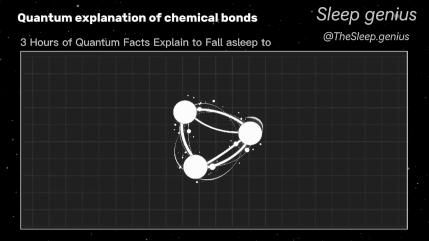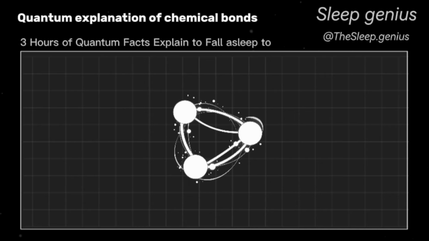Quantum explanation of chemical bonds. Chemical bonds are the invisible threads that weave atoms into the tangible world around us. They are the silent architects of molecules, dictating shapes, behaviors, and the very essence of matter. At first glance, a bond might seem a simple attraction, a magnetism between elements, yet at the quantum level, it reveals an intricate dance governed by principles that defy ordinary perception.